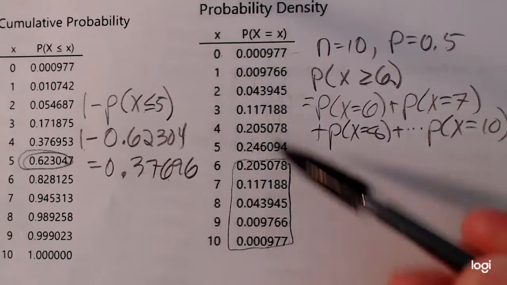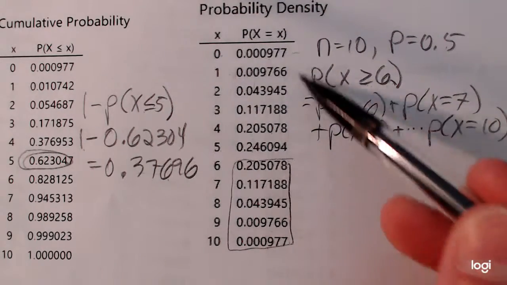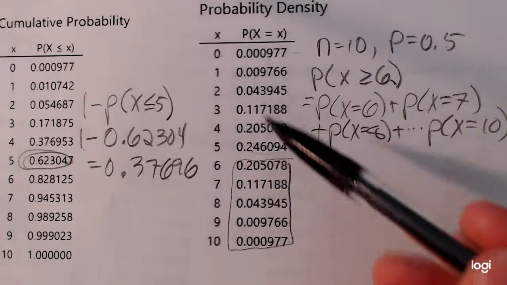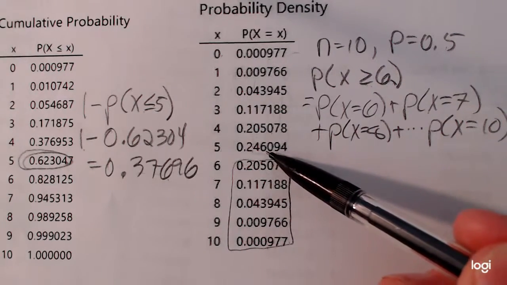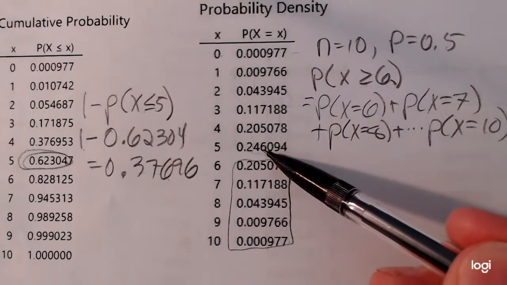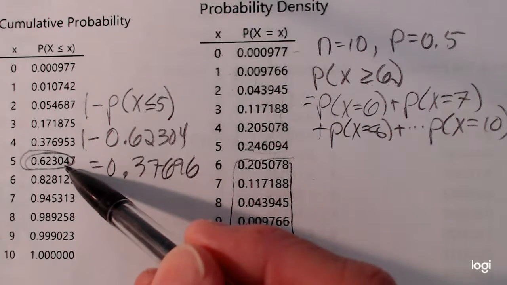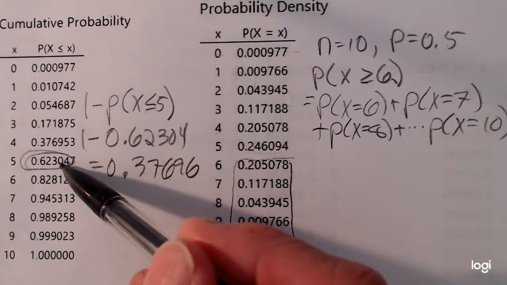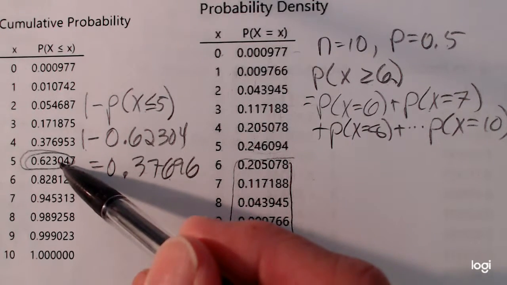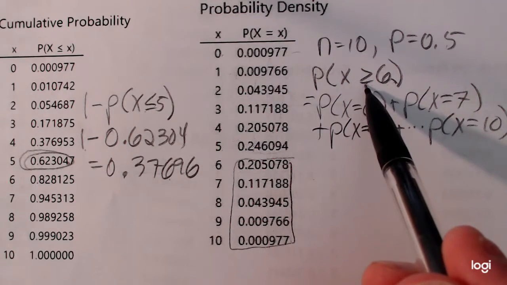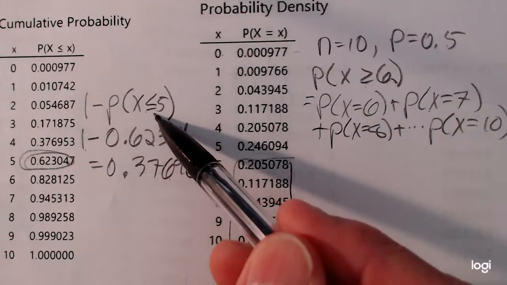So I could take 1 and subtract out the probability x is less than or equal to 5. The cumulative probability table does the summation 0 up through wherever you need to stop. So we don't have to sum any individual probabilities. We could just jump over to the cumulative probability distribution table and subtract out the probability x is less than or equal to 5. Because the complement to being greater than or equal to 6 in the discrete case is going to be less than or equal to 5.